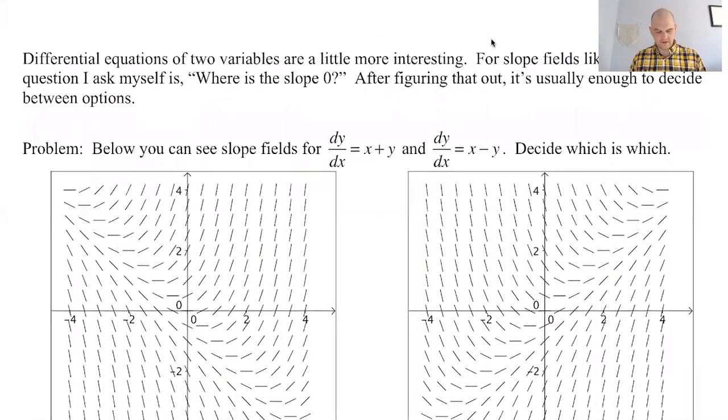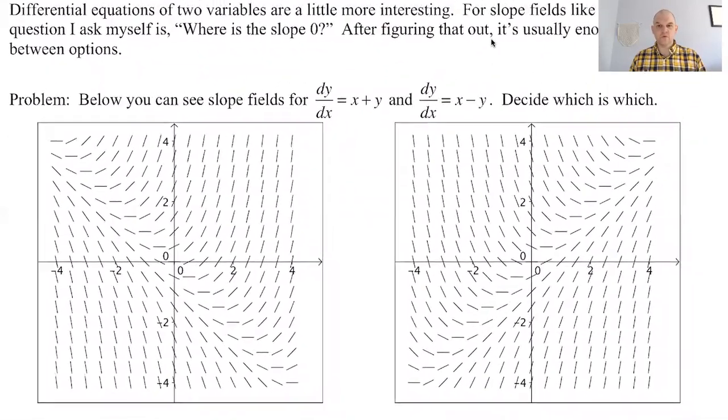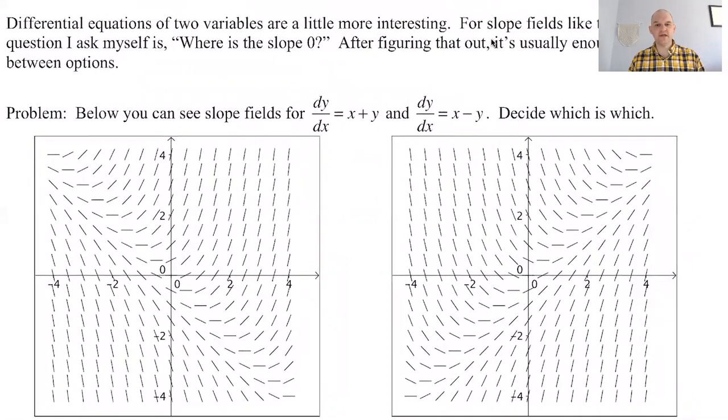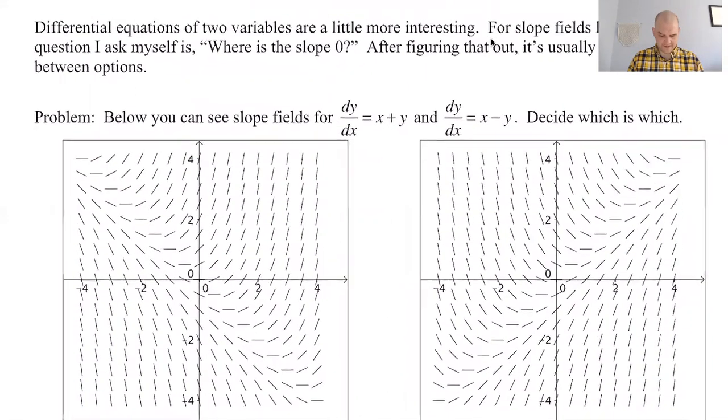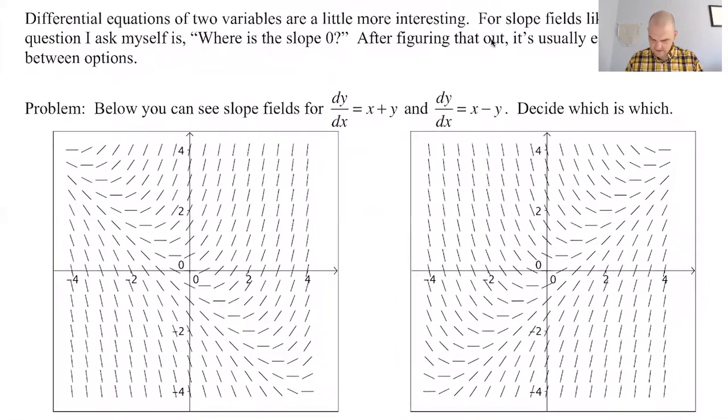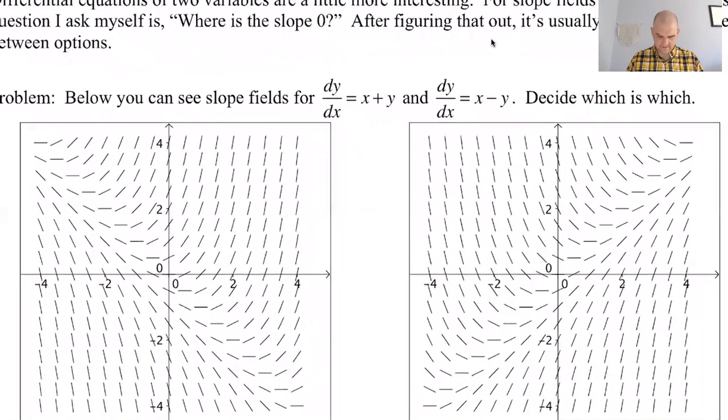So in this problem, we need to decide which is which. We have dy dx is x plus y, or dy dx is x minus y. We have two slope fields we want to choose. I'm going to choose based on where the slope is equal to 0, I think. So where is the slope equal to 0?